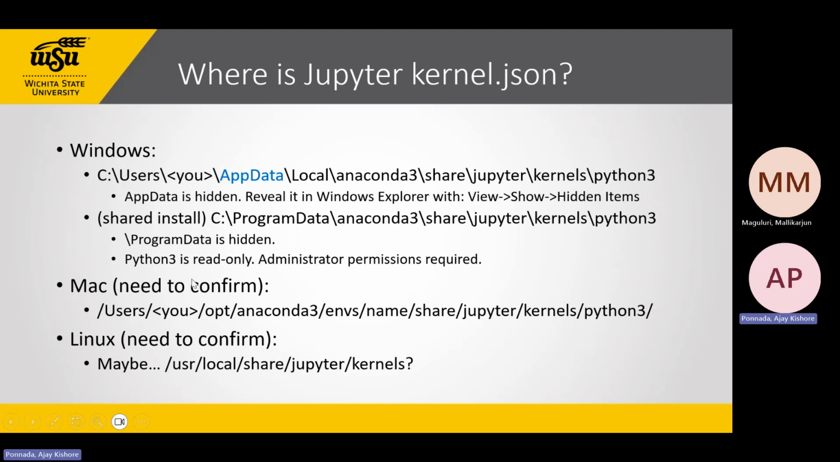On Windows, you can find the file from this path. Wherever your Anaconda is installed, go to share, Jupyter, kernels, Python 3, and you can find the file. On a shared install, like the PC we're using now, we need administrator permissions to change anything on these systems, so it's not possible for us to enable it for now. On Mac, you can just play around with the settings in your system.